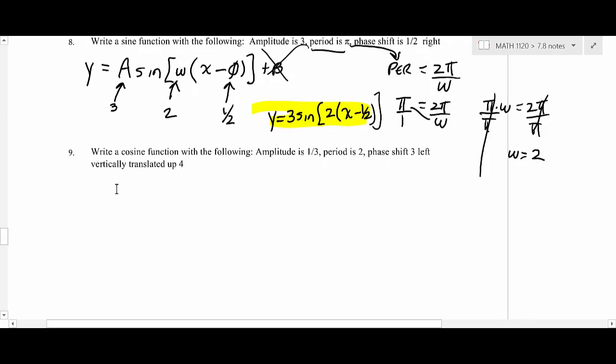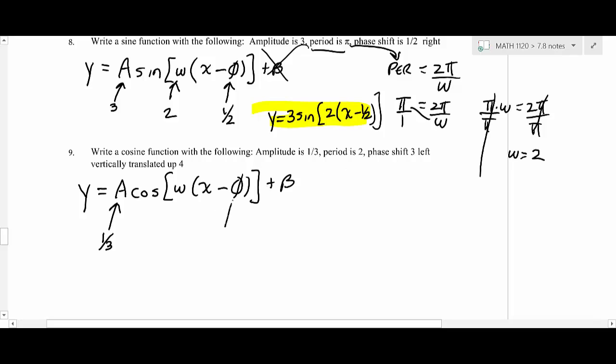Okay, let's do a cosine here. Same idea. So the general approach is y is a cosine, then you have omega x minus phi, and then plus some number b like that. So same idea. I'm giving you what to plug in essentially. So the amplitude's 1/3, so that'll go in there. The phase shift is 3 to the left, and then we're going up 4 like that, and then you got to figure out omega by figuring out the period.